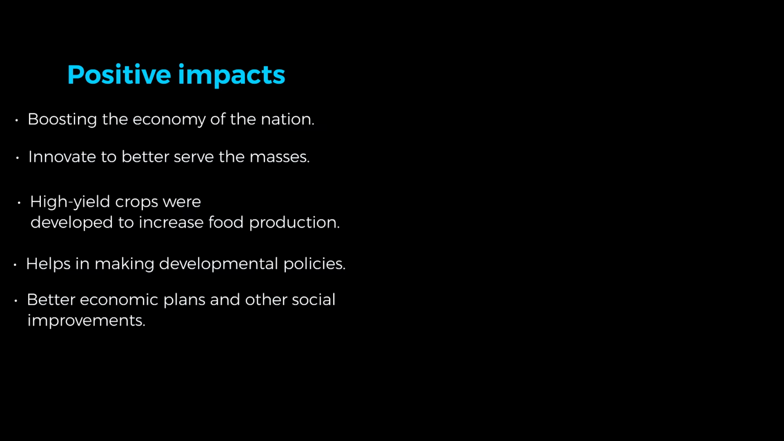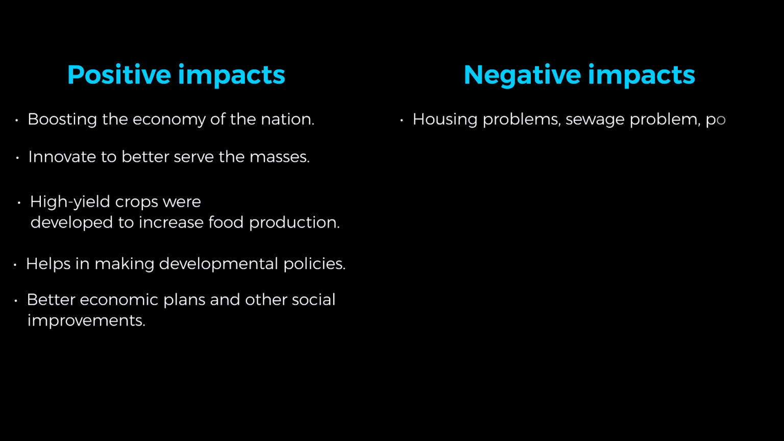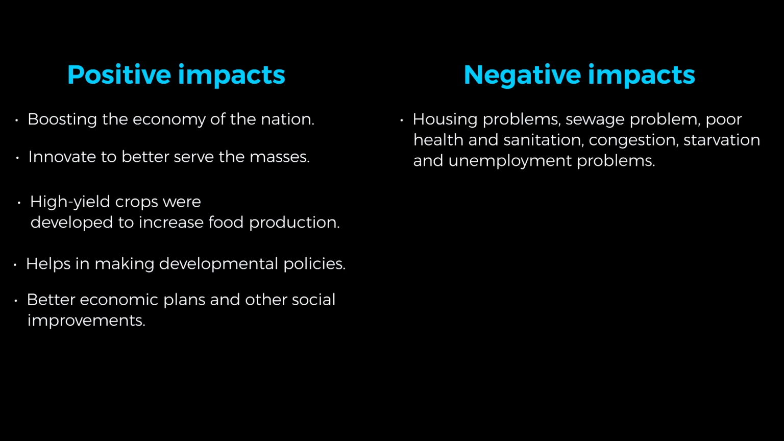Now let's look at the other, that is negative impacts of population. Rapid growth of population will lead to many social problems like housing problems, squatter settlement, sewage problem, poor health, sanitation, congestion, starvation, and unemployment problems. And it also increases public expenditure and so on, which will put pressure on natural resources, like exhaustion of natural resources like minerals, soil, water, air, and forest.